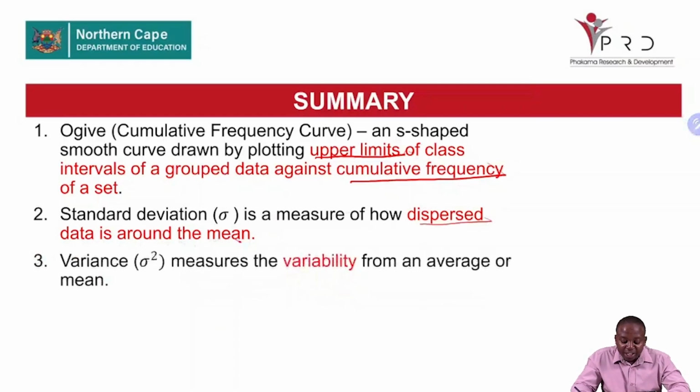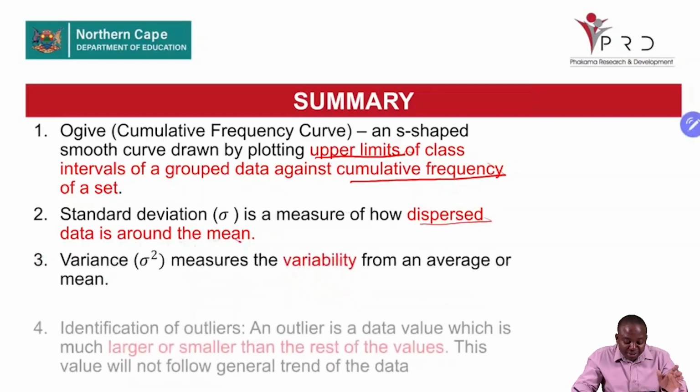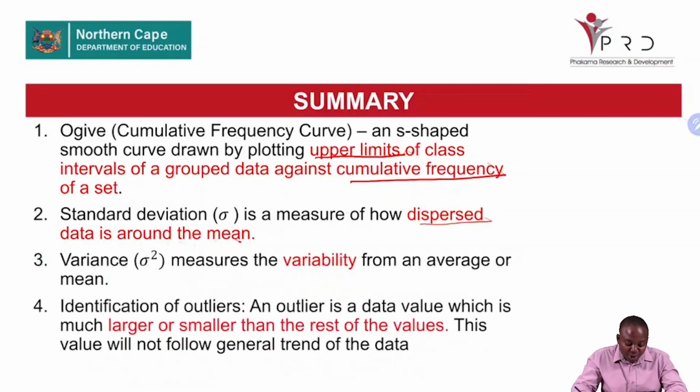Variance measures the variability from an average or a mean. The variance is to say by what value it is changing. Is it changing by a high value or by a lower value? That is variance: by what value it is changing.